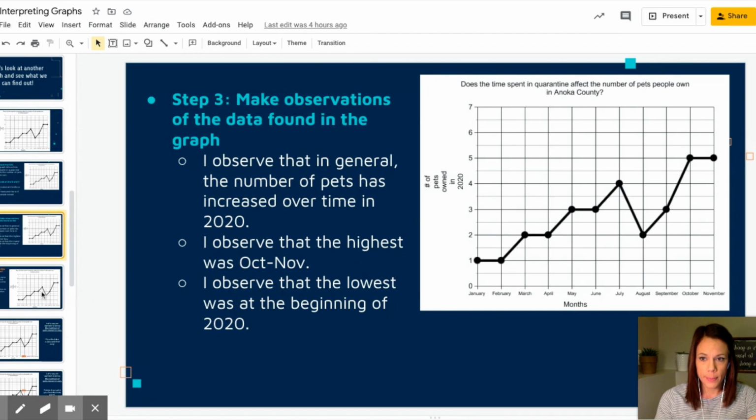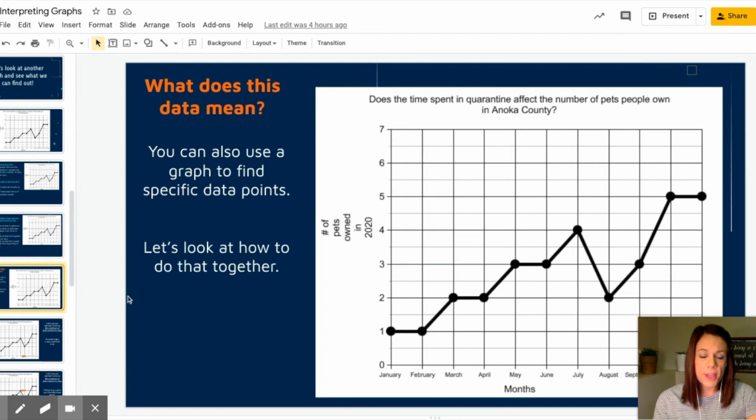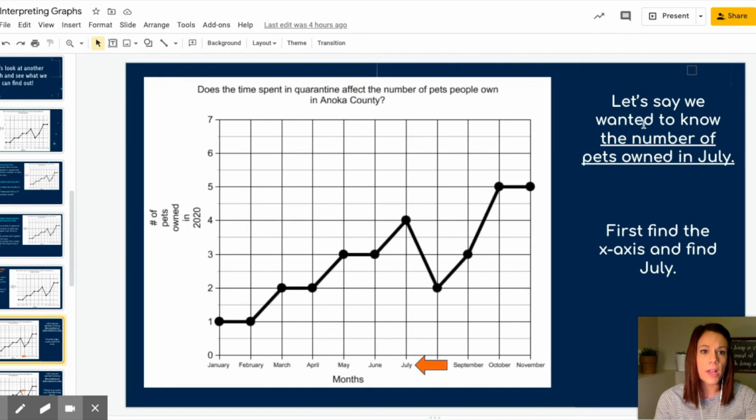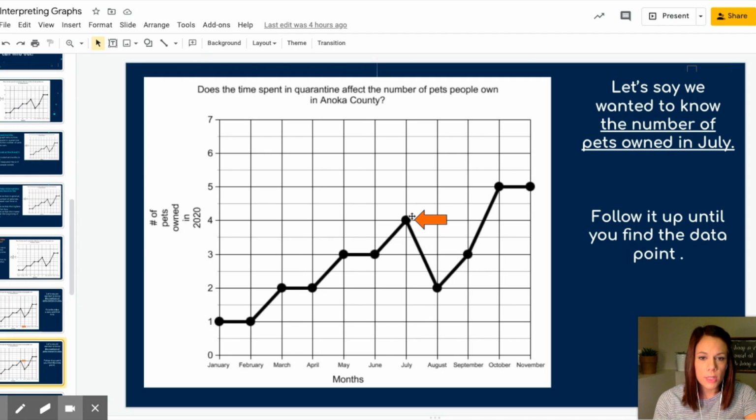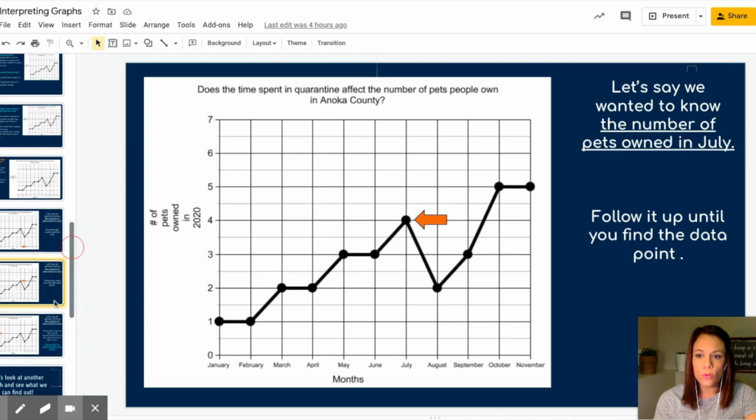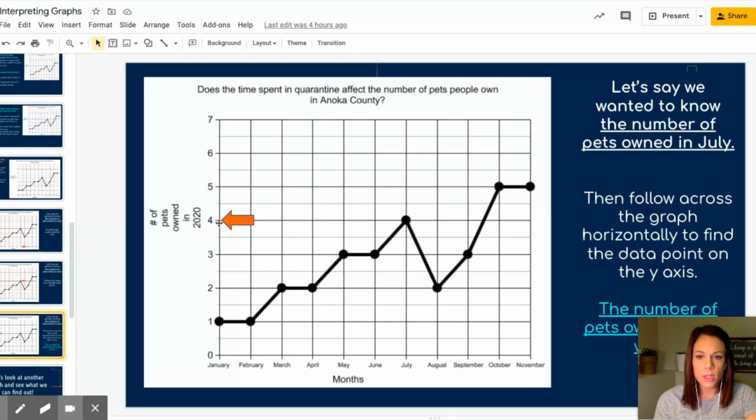Okay. One thing that you also have to be able to do is a lot of times answer questions about a graph. So I might say something like this. What was the number of pets, the average number of pets owned in July? And how you do this is we would find July on our x-axis. We would go up to the little data point here, and then we want to follow it over to the number.